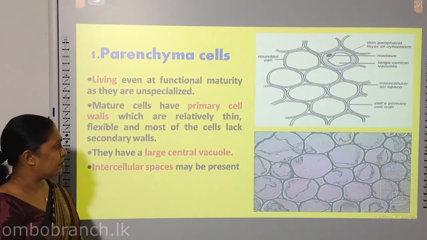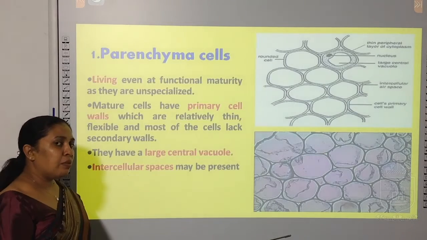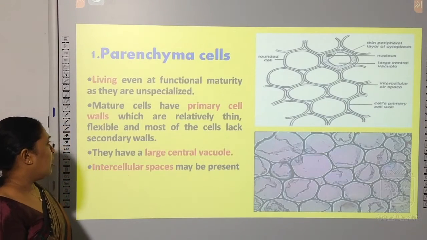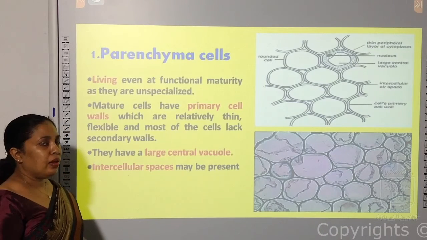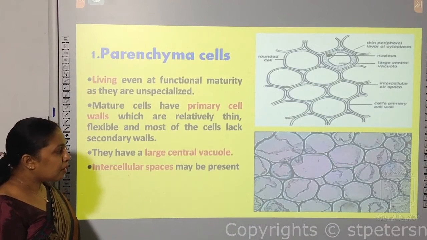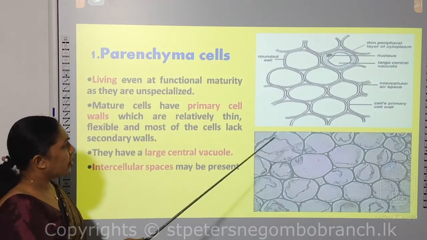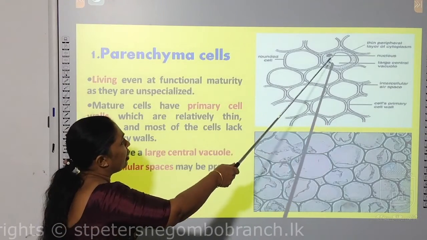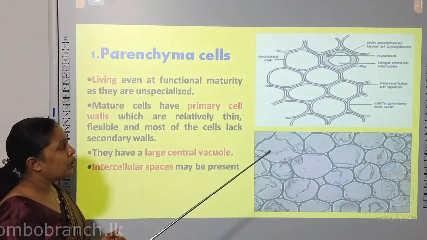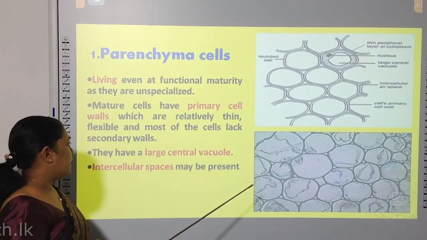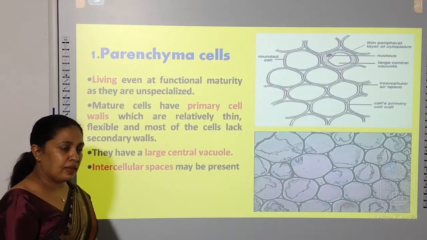It is not a secondary cell wall. That's why the cells are living. And the primary cell wall is relatively thin. And when we go to the secondary growth, it becomes thick. So this is a thin one because they are primary cell walls. And they have a large central vacuole here, and the cytoplasm has gone to the periphery of the cell, and there are intercellular spaces between the cells in the tissue.